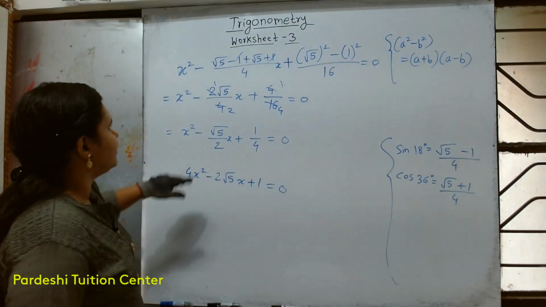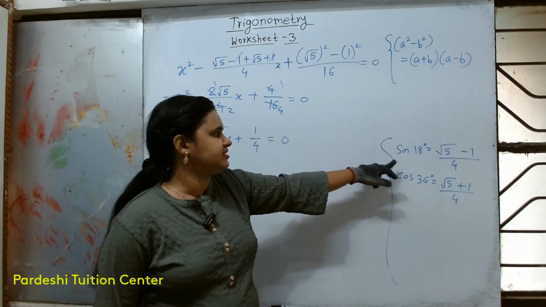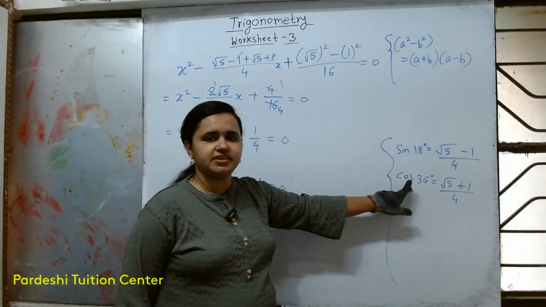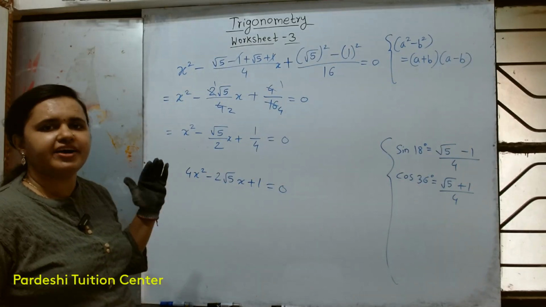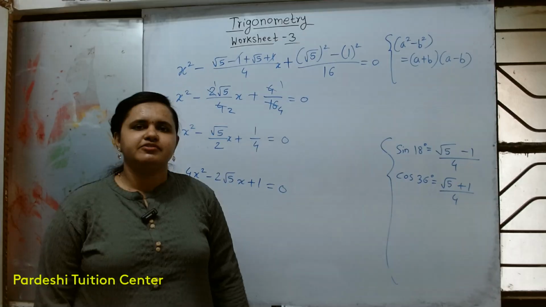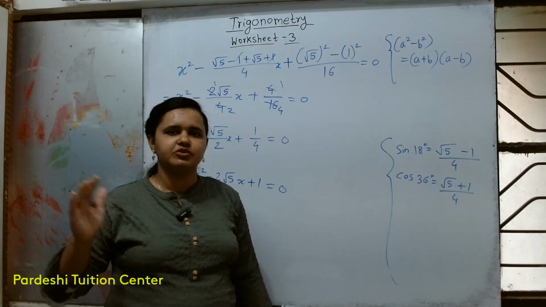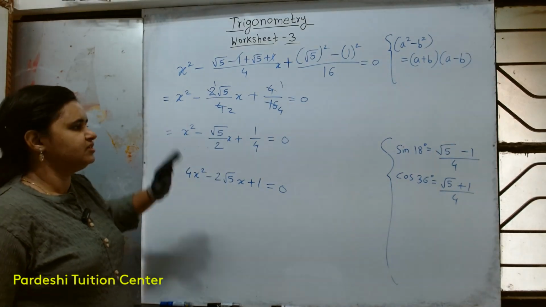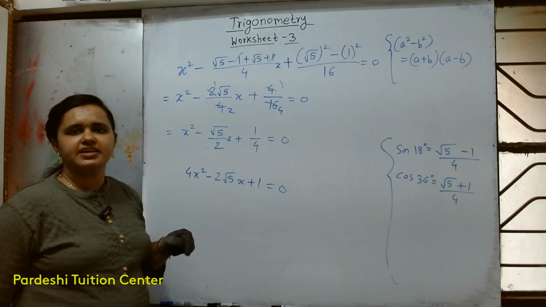We have just taken alpha and beta as sin 18 and cos 36. Alpha is taken as sin 18 and beta is taken as cos 36, and we have just applied the condition. If alpha and beta are the roots of the quadratic equation, then the quadratic equation will be x square minus alpha plus beta into x plus alpha beta equals 0. I have just applied the condition and put in the values. Just learn the values, so it will be easy for you to solve the examples.